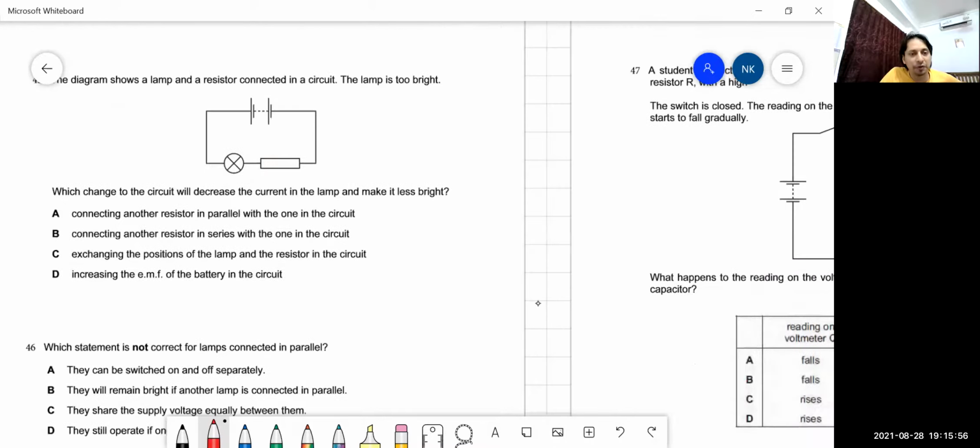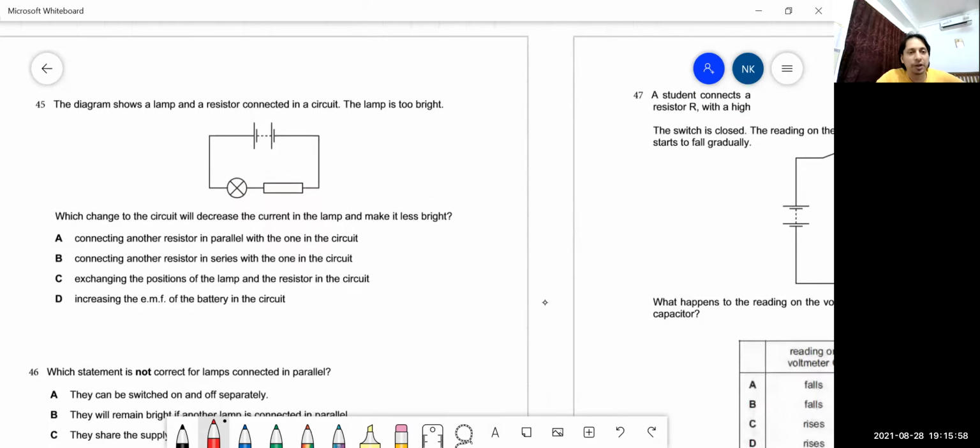Now here question number 45, children. The diagram shows a lamp and a resistor connected in a circuit. The lamp is too bright. Pay attention. Lamp is too bright. It is producing a lot of light. Okay, so what do we have to do? What changes to the circuit will decrease the current? You want to decrease the current, children, so that the bulb gets dim. How can you decrease the current, children?